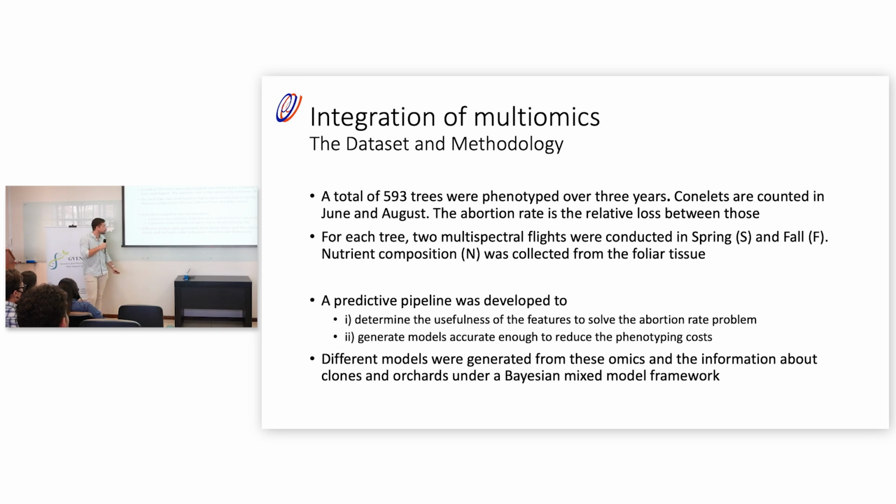Those are our variables. So we developed a predictive pipeline with 2 goals. The first one is to determine the usefulness of each variable. Are omics useful? And even within omics, is the ratio between potassium and sodium useful? That's the scientific question. And then we have the application, which is to develop methods that are able to predict the phenotypes without having to count the cones. And we ran a lot of models, a complex framework under a Bayesian mixed model using BGLR.